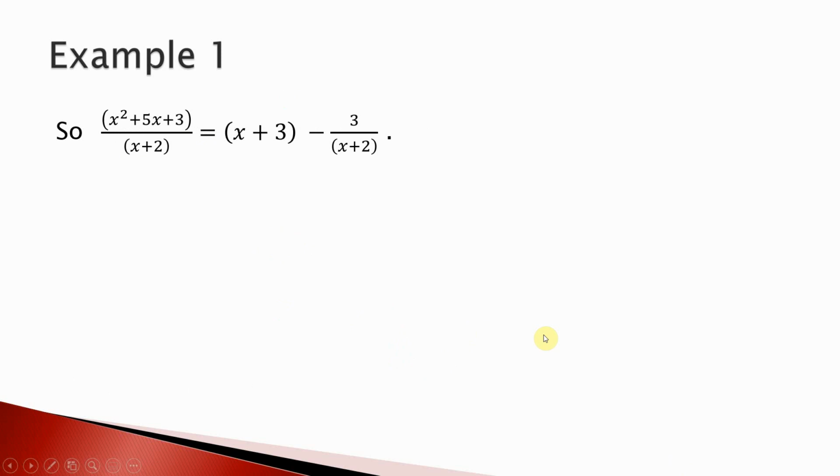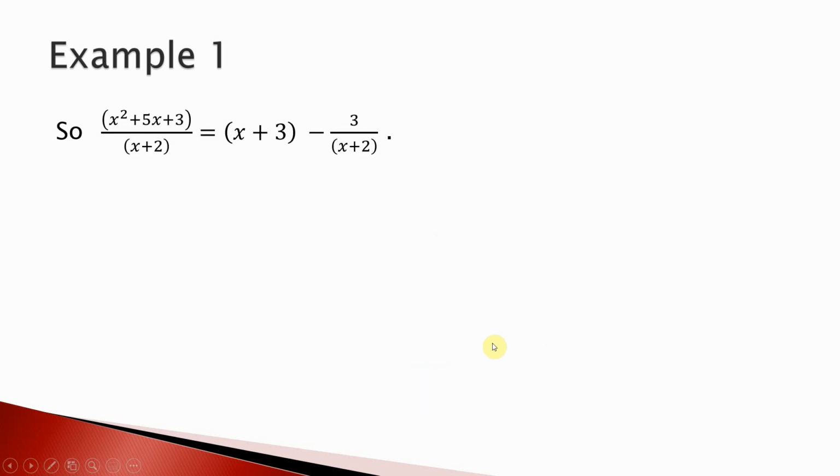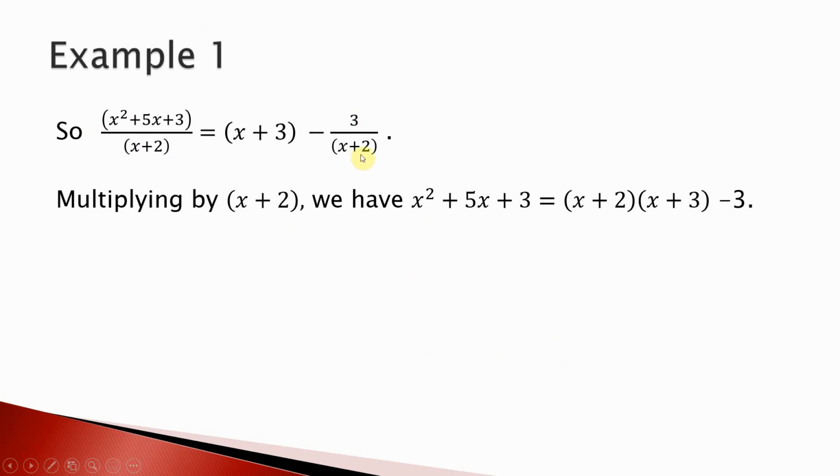And this result can be written as this divided by this equals this plus this thing divided by this. So in this way. And when you multiply this by x plus 2, you have to multiply everything, so you get this. So -3 is the remainder. So when you divide this by x plus 2, you get x plus 3 and -3 as the remainder.